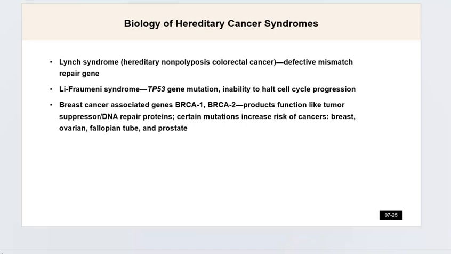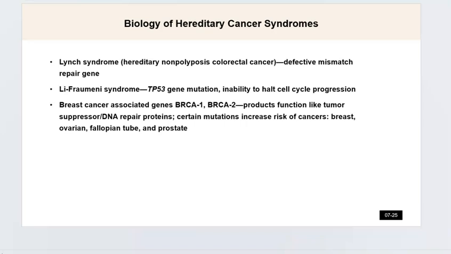Okay, the next one is Li-Fraumeni syndrome. And again, this is that P53 gene mutation, right? In this syndrome, the germline mutation of the tumor suppressor gene, TP53, is inherited. So patients with this syndrome are at an increased risk for the development of tumors at very early ages. Those are things like sarcoma of the bone or soft tissue, even breast cancers, brain tumors, or tumors of the adrenal cortex.